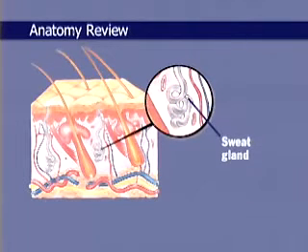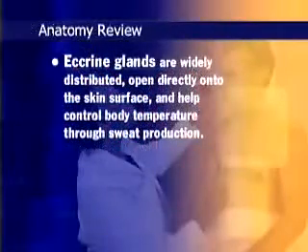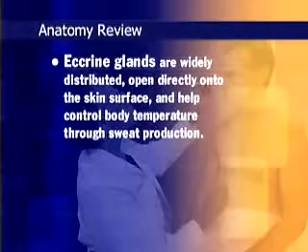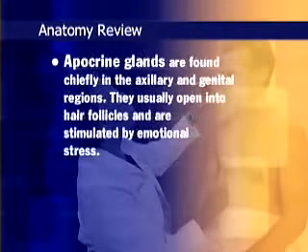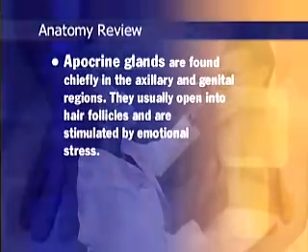Sweat glands are of two types, eccrine and apocrine. The eccrine glands are widely distributed, open directly onto the skin surface, and help control body temperature through sweat production. In contrast, the apocrine glands are found chiefly in the axillary and genital regions. They usually open into hair follicles and are stimulated by emotional stress.